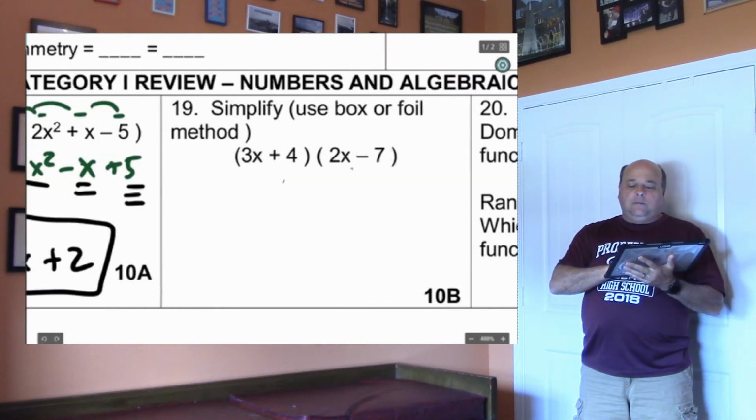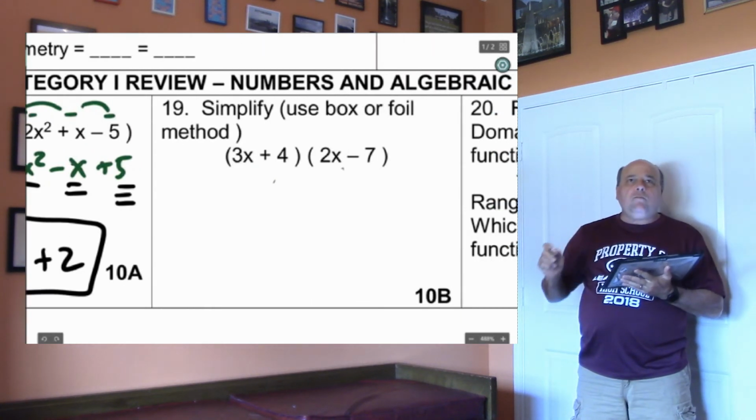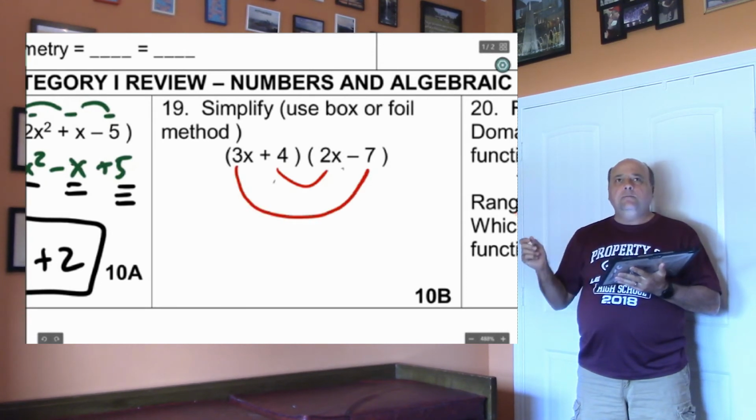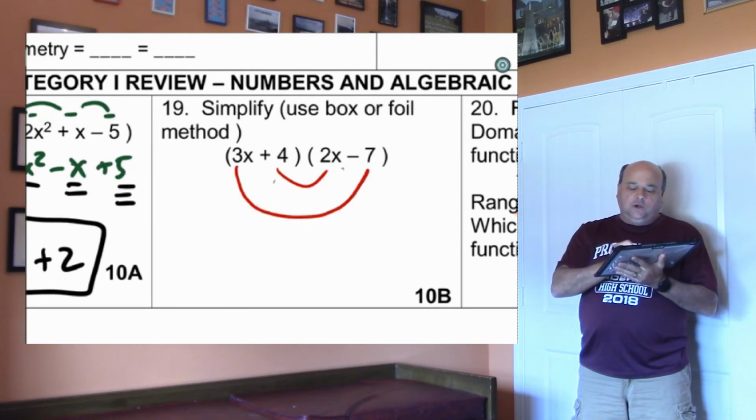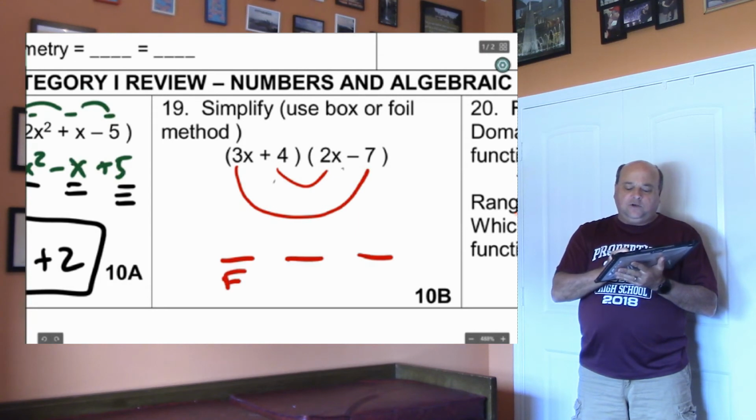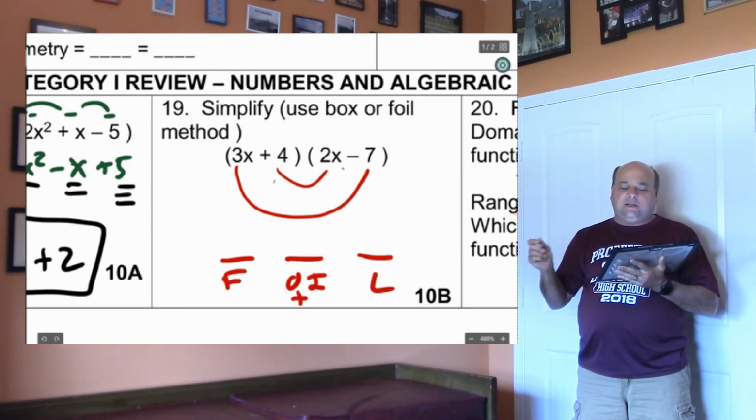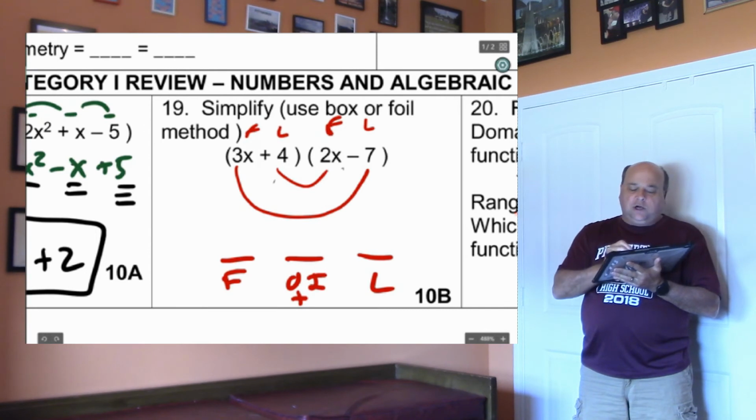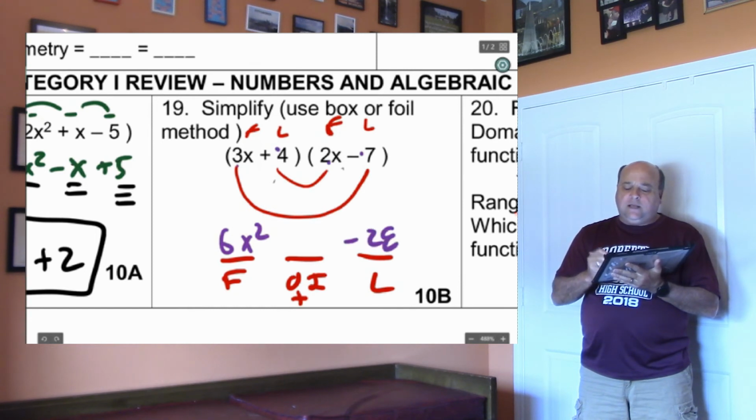And then lastly, number 19. We're going to do the full method. Okay, so we're going to do 3 boxes. First, outside, inside, last. And remember, you add or subtract the outside and inside. And then first, last, first, last. So we're going to multiply the first term. So 3x times 2x is 6x squared. Positive 4 times negative 7 is a negative 28.